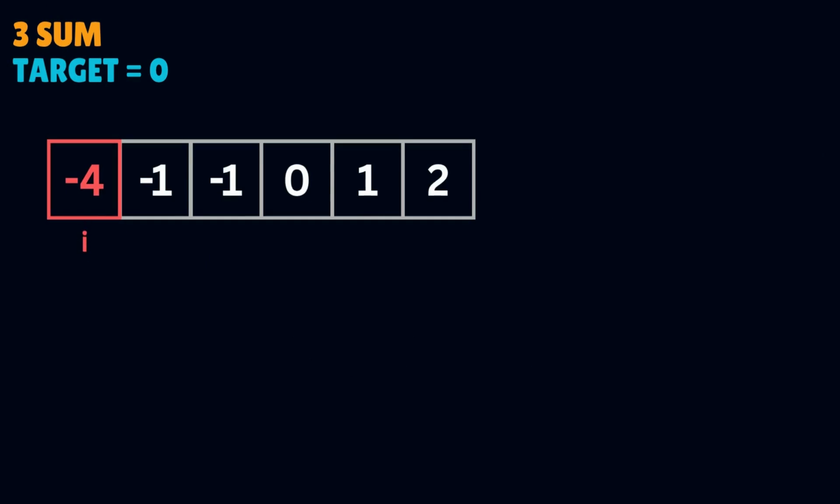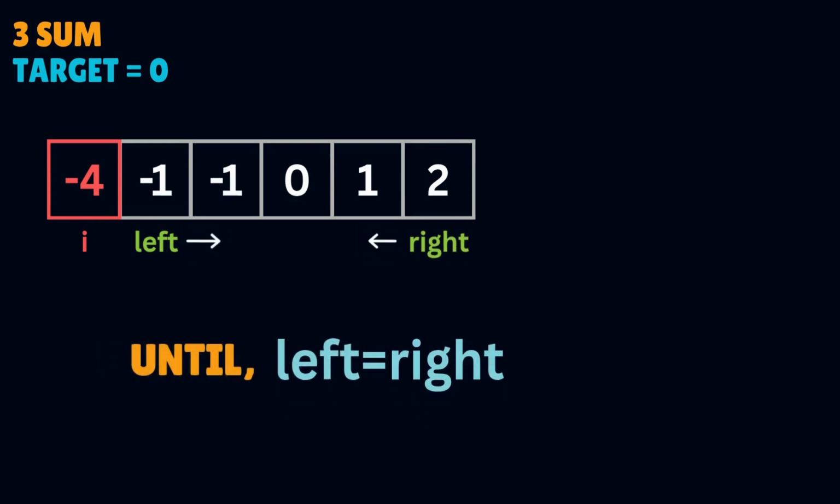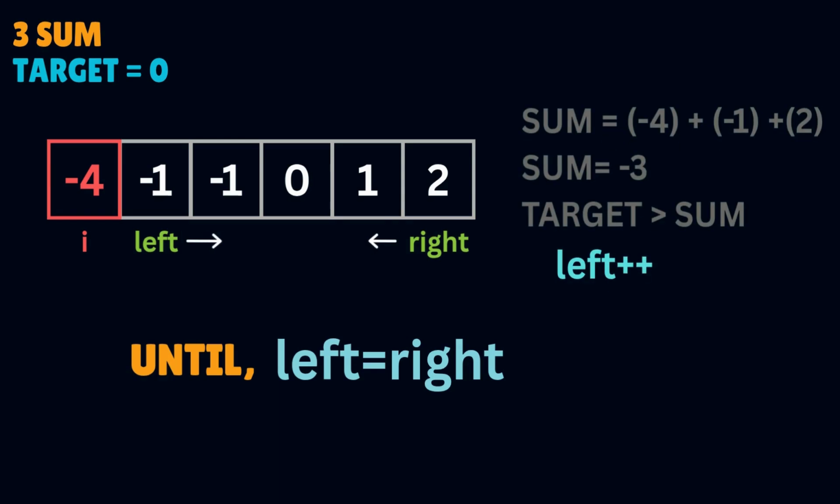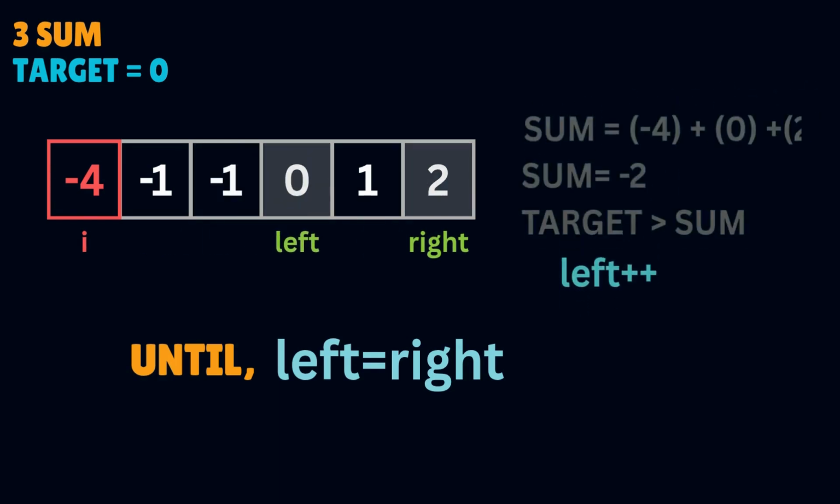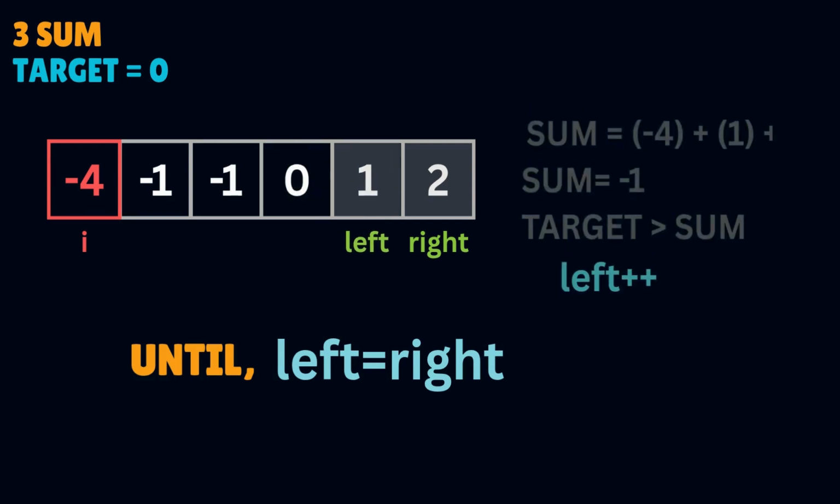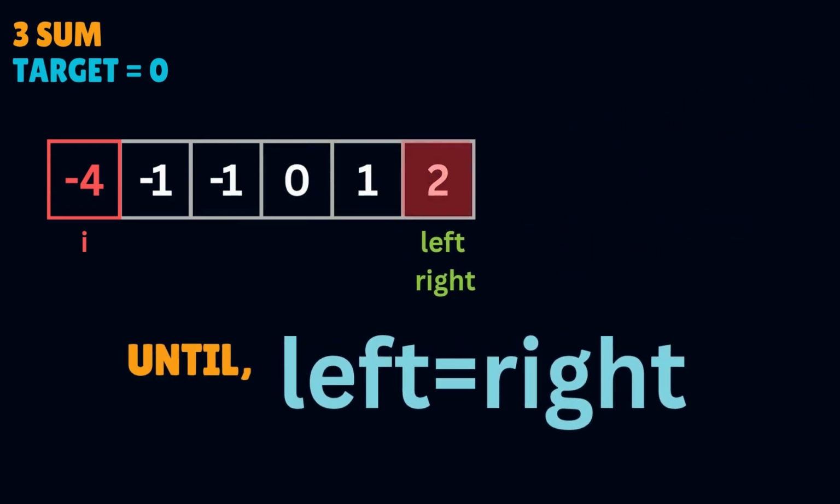Next, we fix 1 pointer, I, starting from the beginning. Then we use 2 more pointers, left, which starts just after I, and right, which starts at the end. The left and right pointers move towards each other until they meet. Once they meet, we move I to the next position and apply the same 2-pointer approach again on the remaining array.